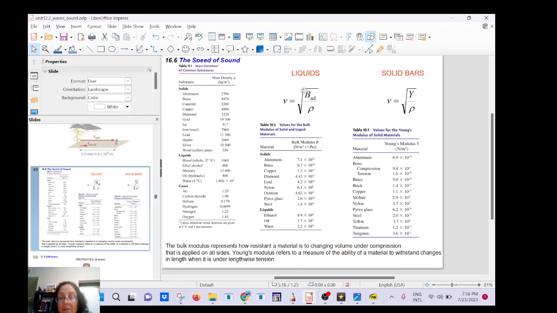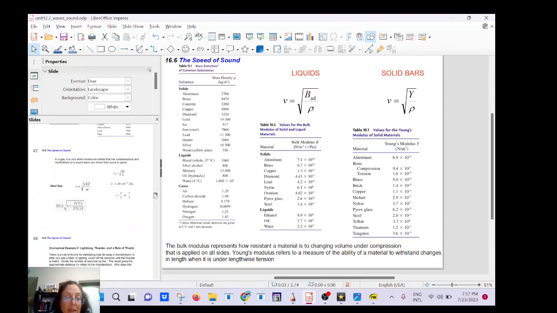And it depends on the restoring force. So for liquid, it depends on the bulk modulus. And for solid here, we have the Young's modulus. So it's very much like the spring has the K, the spring constant, right? So it relates to the restoring force, how fast those molecules will spring back to their initial position. Okay, so just a relationship.